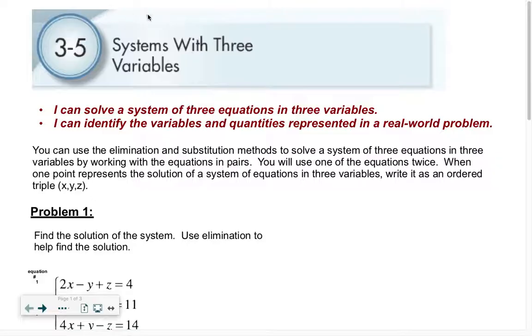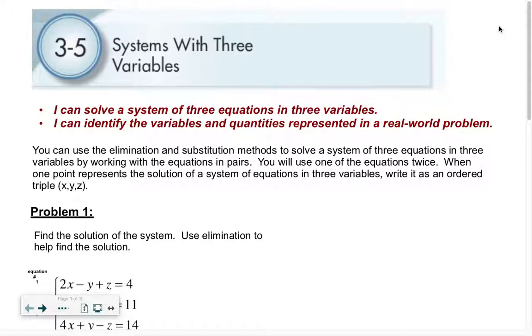Systems with three variables. Before, we've done them with 2 using graphing, substitution, and elimination. Now we're going to do it with 3. We're not going to do graphing because that would be a pain.